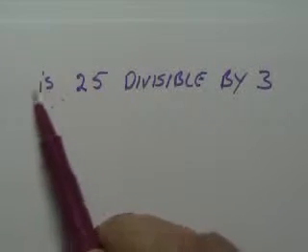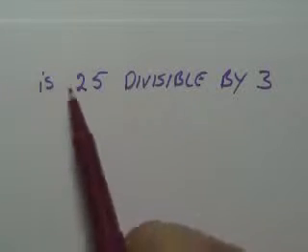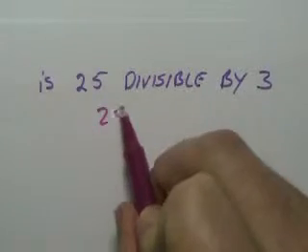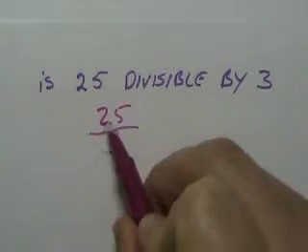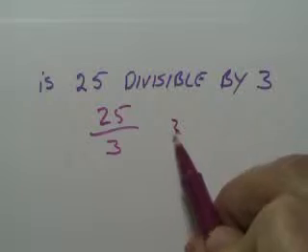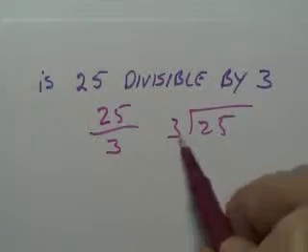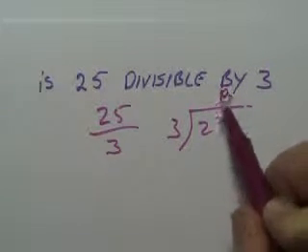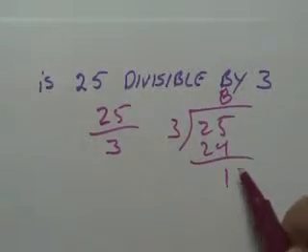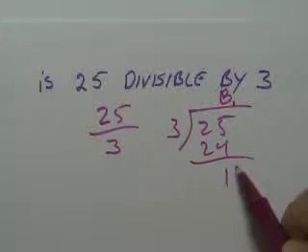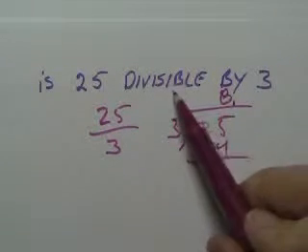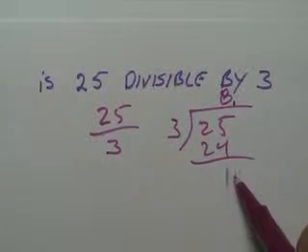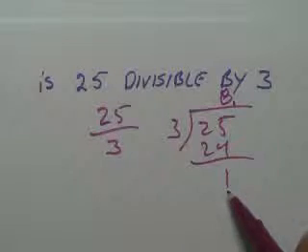So don't write this, but this is just an example. Is 25 divisible by 3? Top number goes in the box, and you can see that 3 times 8 is 24, and we have a remainder of 1. So the answer is no. It's not divisible by 3 because we have a remainder of 1. If we have a remainder of 0, then it's divisible by 3.